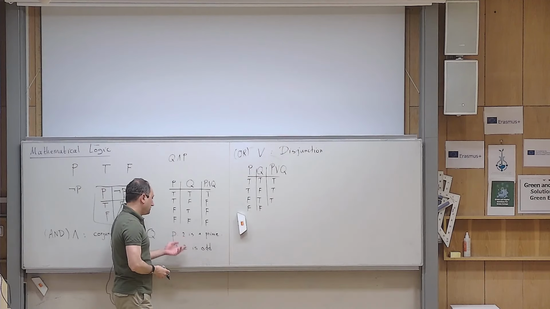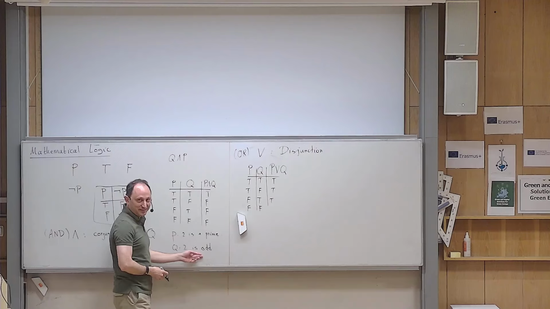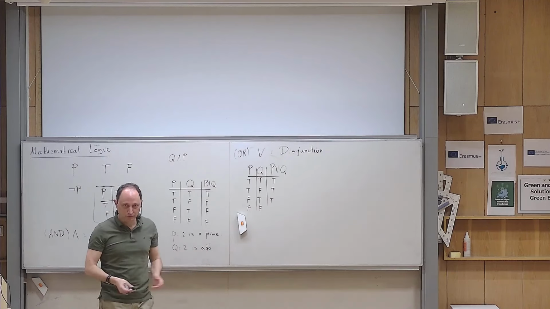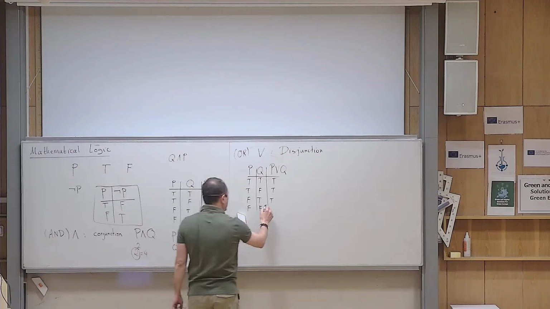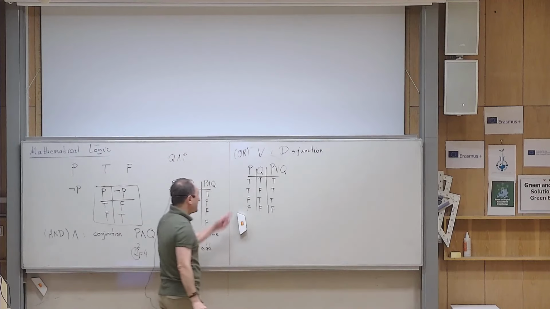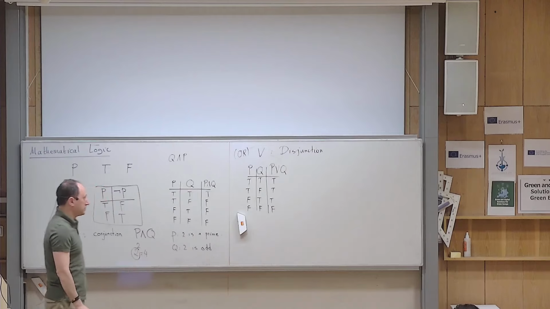And of course, if I say both of them wrong, what do you say? 2 is not a prime, or 2 is odd. Both of them are wrong, so it should be F. I mean, these are easy to understand, yes. But at the end, you have to have this in your head.